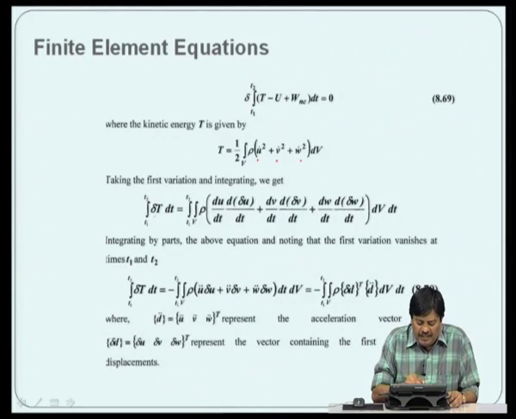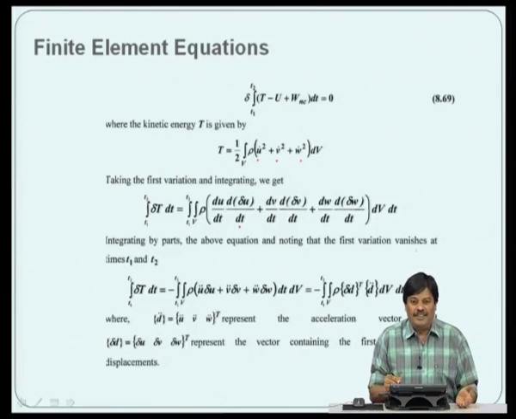So, now when we take the variation of t, we have rho into du by dt into d by dt of delta u, dv by dt into d by dv delta u, etc. Now, you have 2 time dependent functions, we integrate by parts and then make sure that the first variation vanishes at time t1 and t2. We have all done this in the last class.